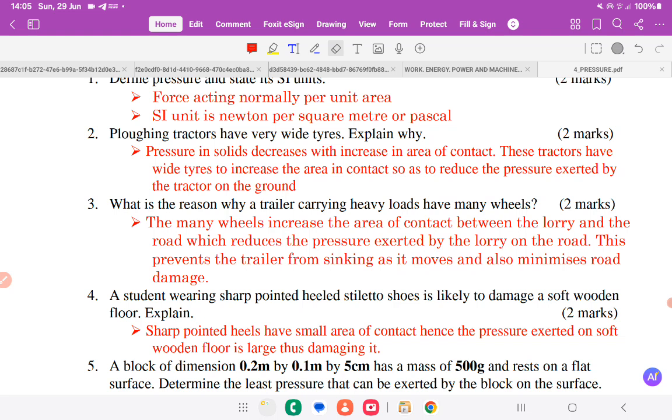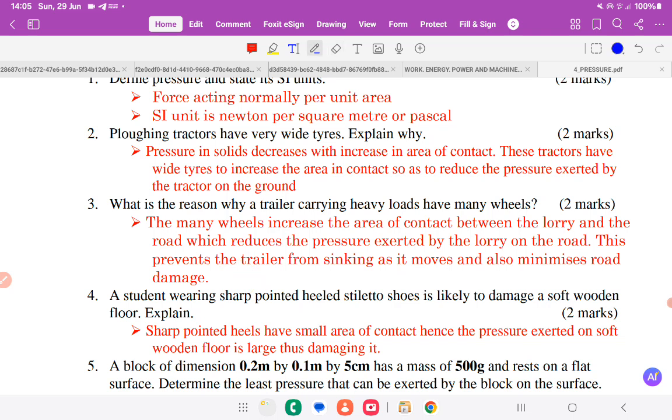So what are we saying? We are saying that the many wheels increase the area of contact between the lorry and the road, which reduces the pressure exerted by the lorry on the ground. Okay, so this prevents the trailer from sinking as it moves and also minimizes the road damage.